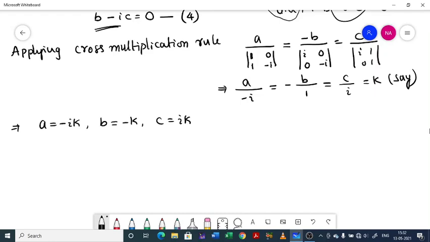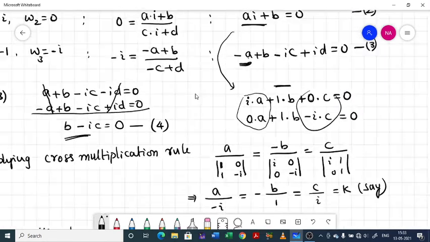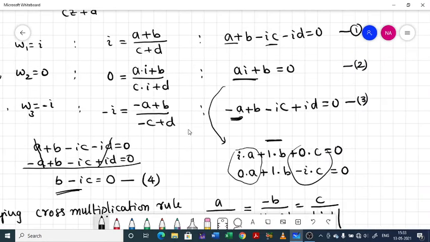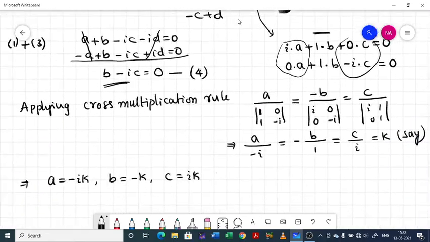So if you apply the cross multiplication rule, then you have to write this ABC in terms of another variable K. If you solve with the usual method, then you have to write ABC in terms of one variable, either A or B or C. Now we got A, B, and C. Now we have to get D, right? Which equation is used to write D? We cannot use equation 2 or 4. You have to use either equation 1 or equation 3. Let us use equation 1.